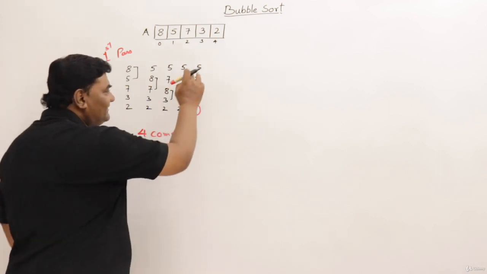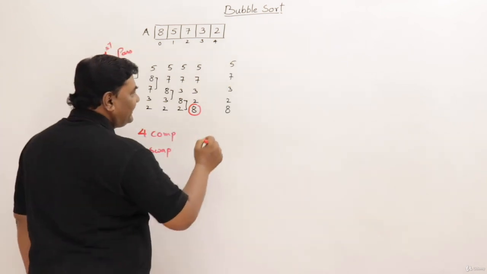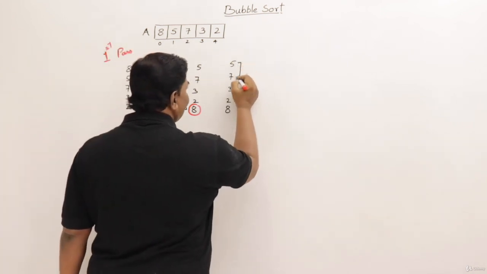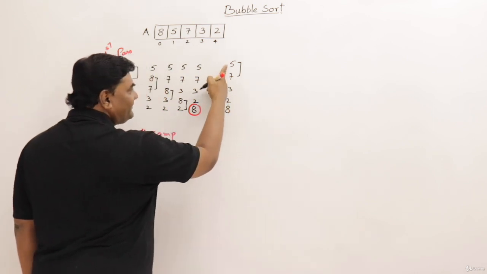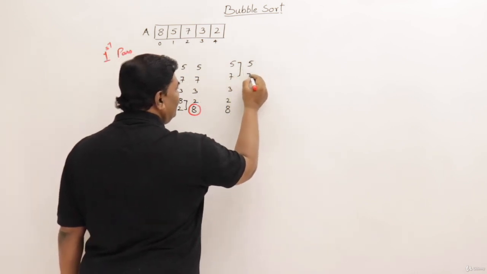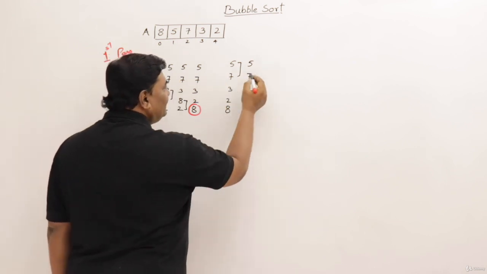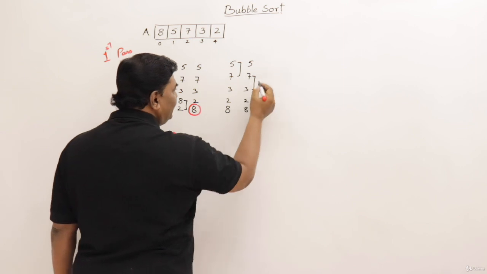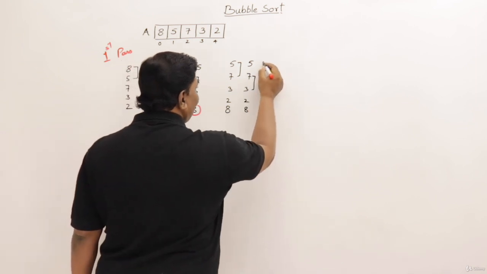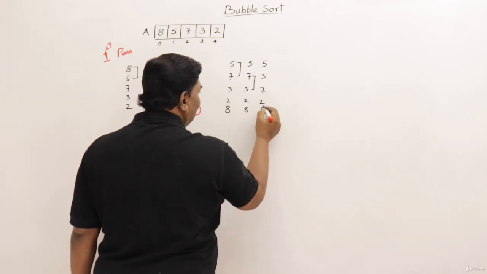So I will take this list of elements once again. I will perform the second pass. First compare these two elements. See, the first one is not greater than the second one, so they are not swapped. They remain as they are. If it is greater, we will swap. Then next pair, 7 and 3. 7 is greater. So 5, 3, 7, 2, 8.